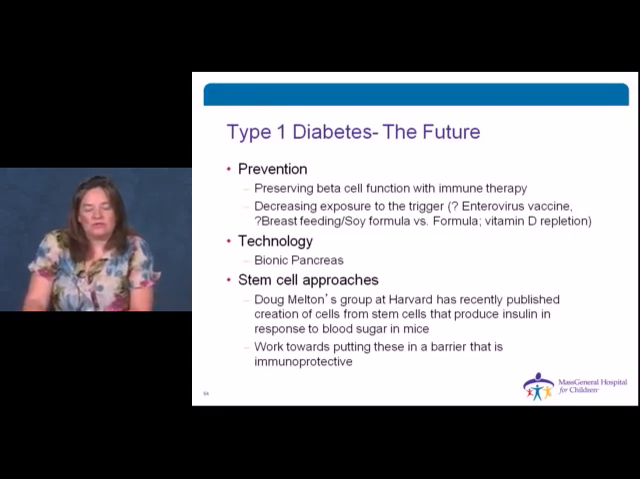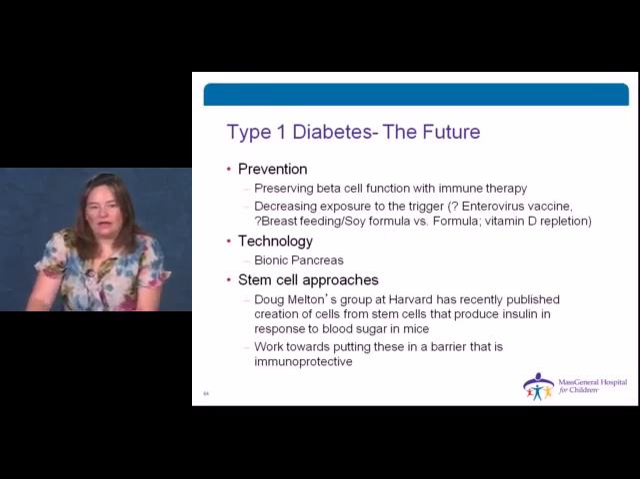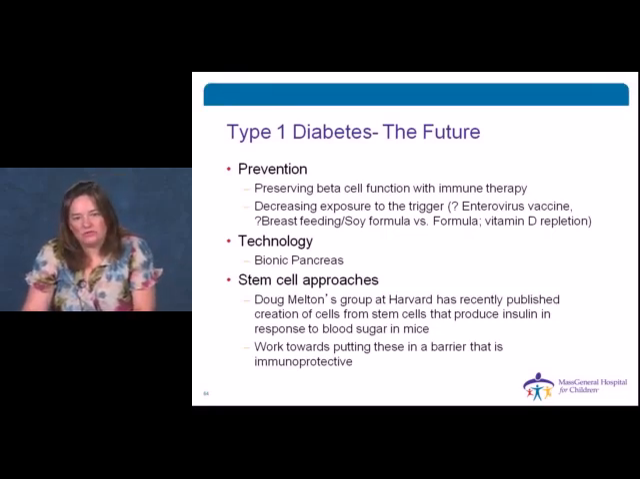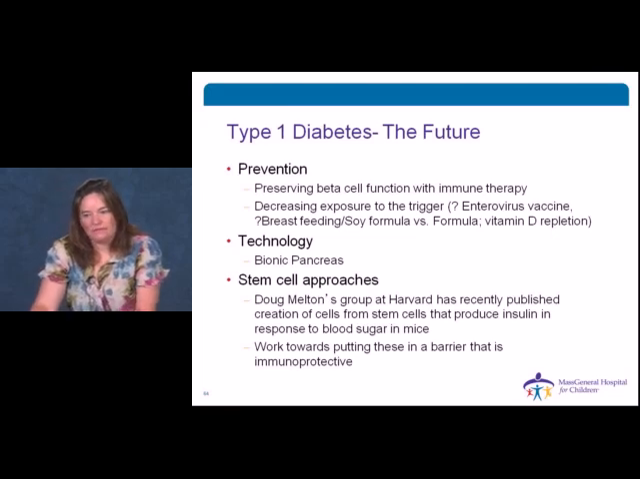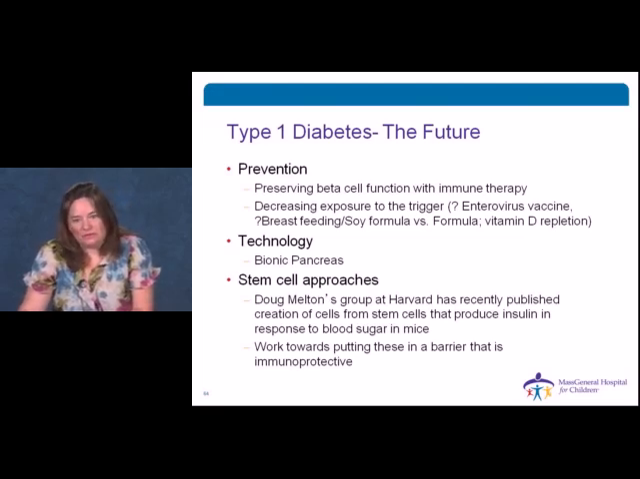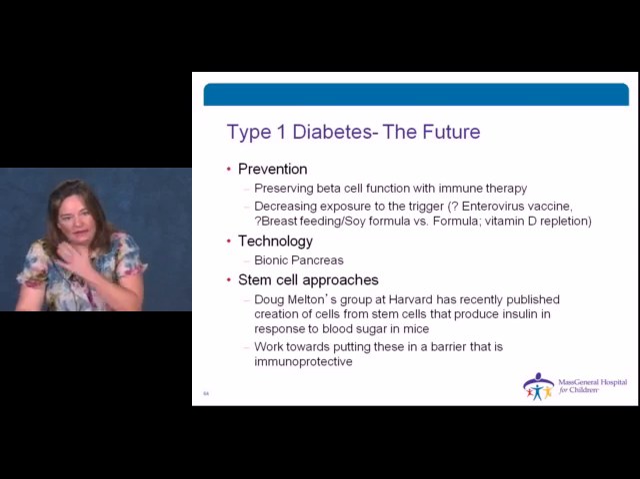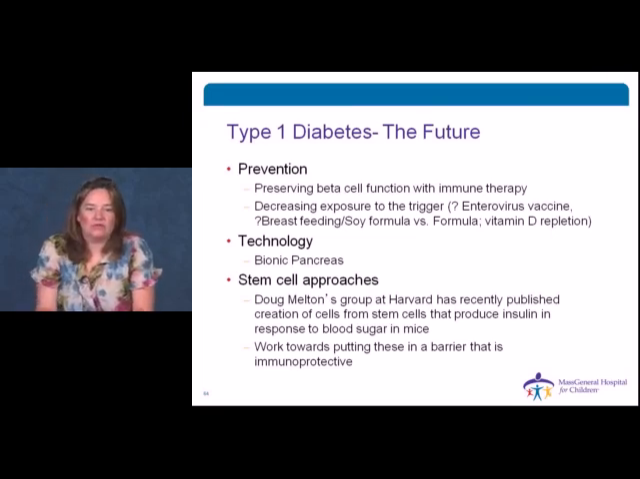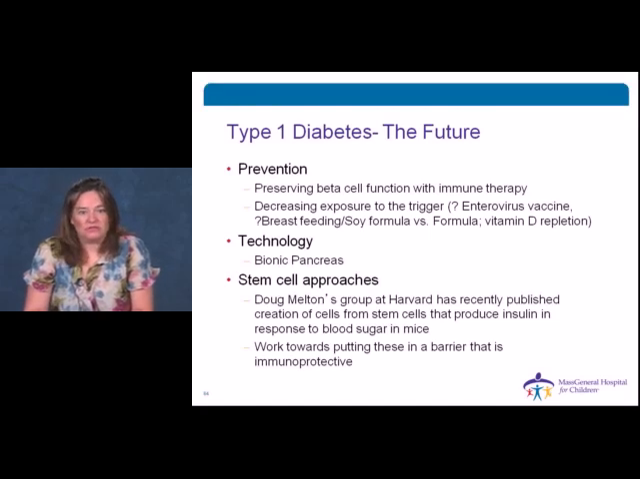And stem cell approaches are coming along as well. Several groups, including Doug Melton's group at Harvard, are working with human stem cells and have recently published breakthroughs in creating cells from stem cells that produce insulin in a responsive way to blood sugar, and they've put them into mice and cured their diabetes. The work would be to put these into human trials and then find a way, either through immune therapy or, even better, a barrier so that they're not attacked by the patient's own immune system.